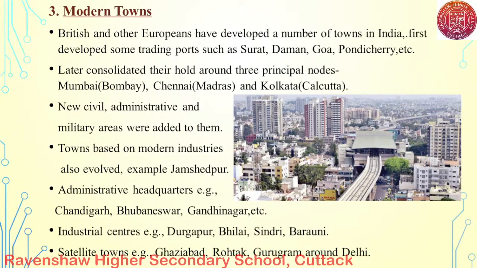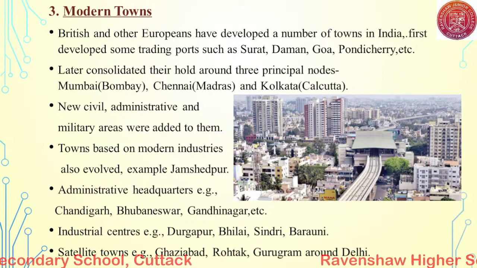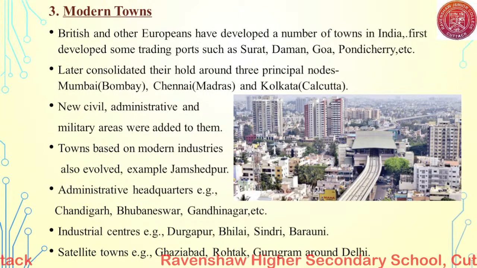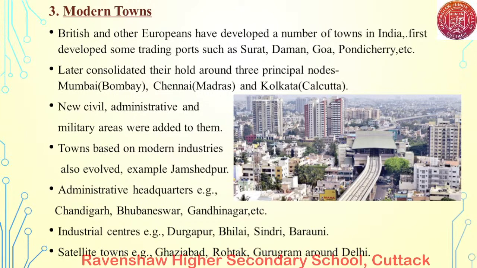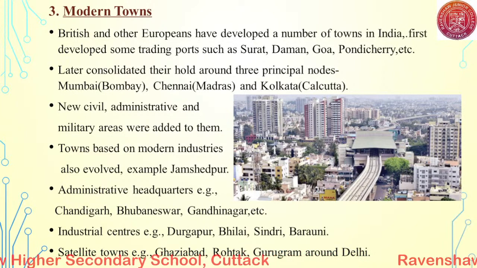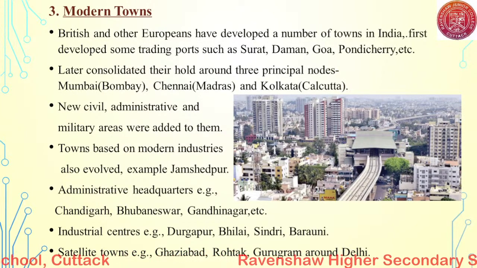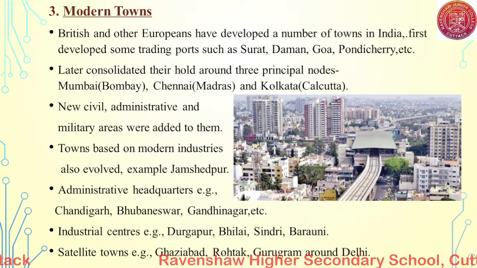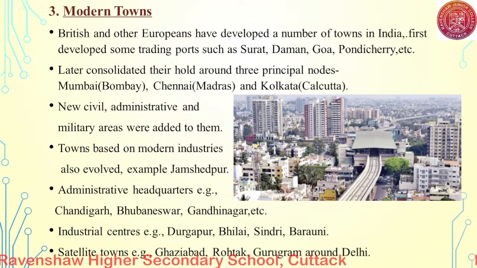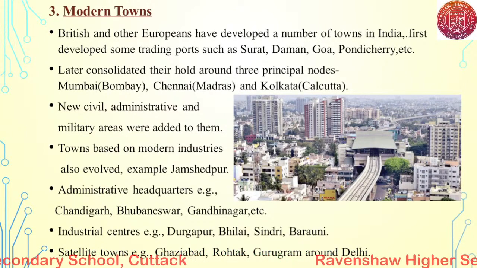Then some industrial centers developed at modern towns due to the industrial activities. After the second plan period, some integrated steel plants developed in India, that is one at Durgapur in the state of West Bengal, then another one is Bhilai in the state of Madhya Pradesh, then Sindri in the state of Jharkhand, then Barauni in the state of Bihar.